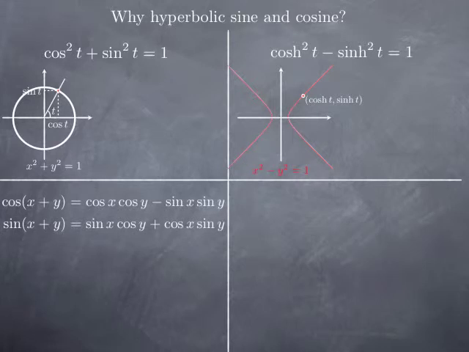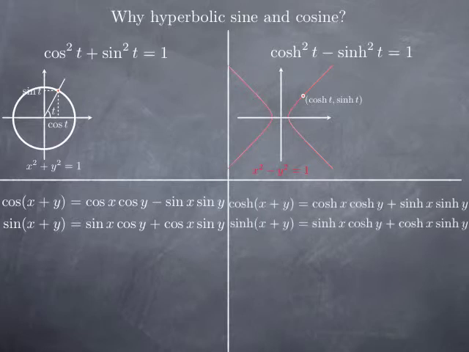cosine of a sum of two angles is given by the product of the cosines of these angles minus the product of the sines of these angles. And the sine of a sum of two angles is sine times cosine plus cosine times sine, where you alternate the angles. There are analogs for hyperbolic cosine and hyperbolic sine, which are given this way.